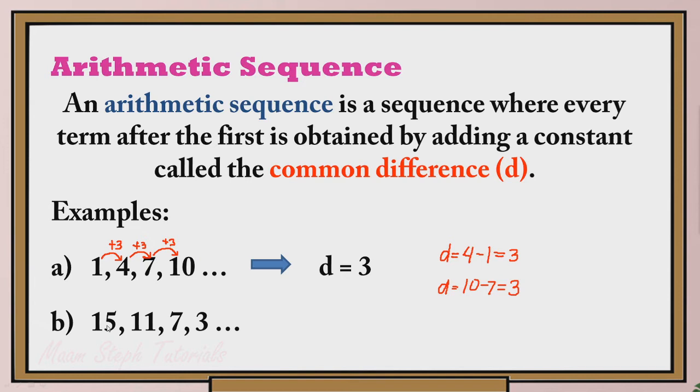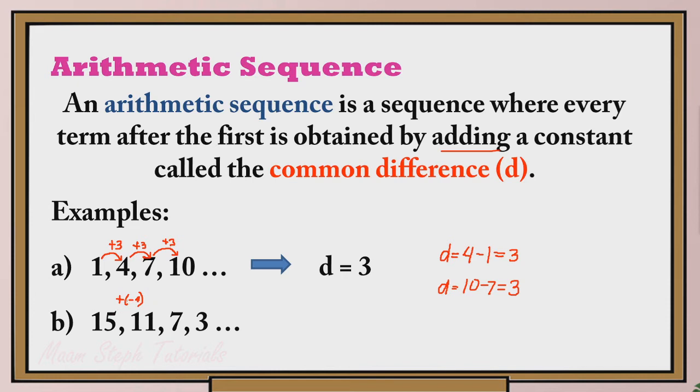Another example of an arithmetic sequence is 15, 11, 7, 3, and so on. Now, observe that the terms in our arithmetic sequence is decreasing or lumiliit. Unlike nung sa first na lumalaki ang ating mga terms. So, if this is the case, that means the common difference of our arithmetic sequence is a negative number. So, paano natin nakuha ang 11 from the first term na 15? So, here, we just added negative 4.